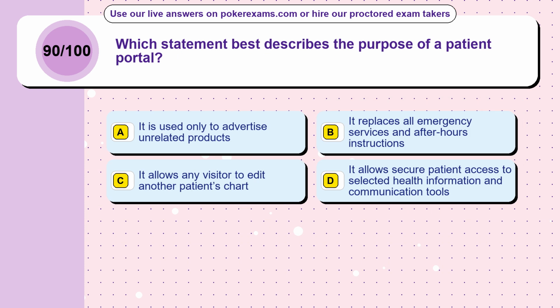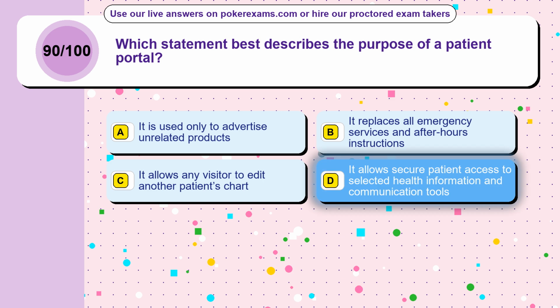Question 90. Which statement best describes the purpose of a patient portal? Option A, it is used only to advertise unrelated products. Option B, it replaces all emergency services and after-hours instructions. Option C, it allows any visitor to edit another patient's chart. Option D, it allows secure patient access to selected health information and communication tools.